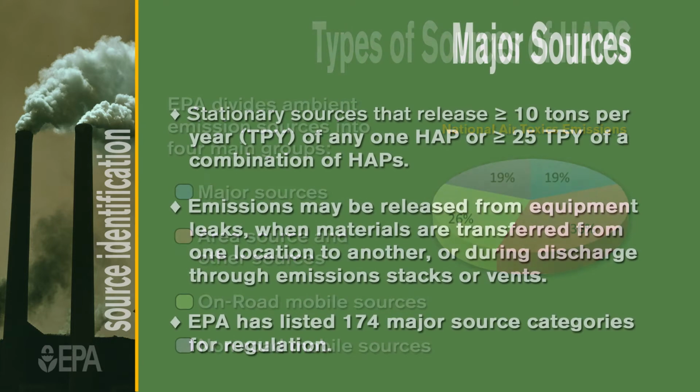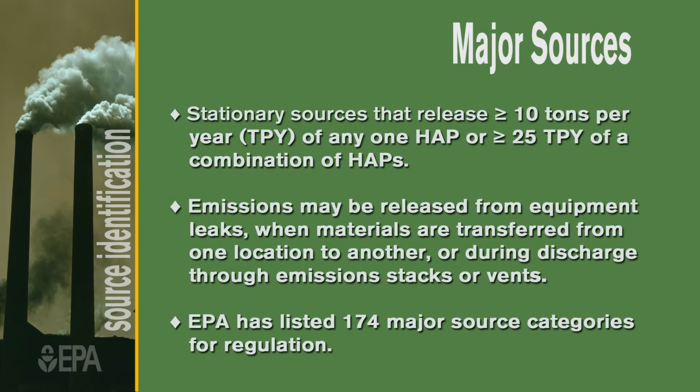Let's talk a little bit more in detail about the different types of sources. What are major sources? These are stationary sources that release greater than 10 tons of a single HAP per year, or hazardous air pollutant, or 25 tons per year of a combination of hazardous air pollutants or air toxics. The emissions are usually released from facilities.